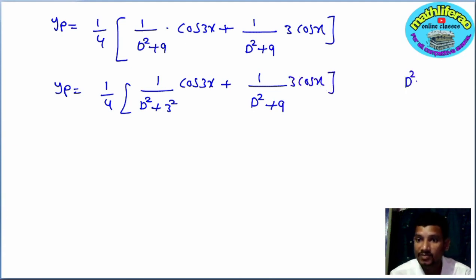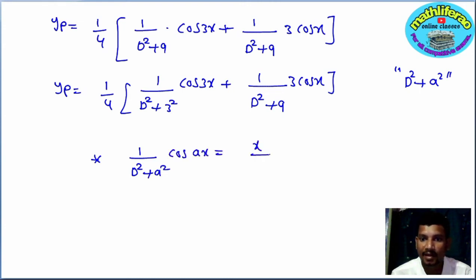So here D square plus a square is one of the factors. The a value is 3. Putting D square equal to minus 3 square means minus 9, and here 3 square means 9. The 9 and minus 9 get cancelled out, and the denominator value becomes 0. In that case, the formula is 1 by (D square plus a square) cos ax equal to x by 2a into sin ax. This is the particular integral.